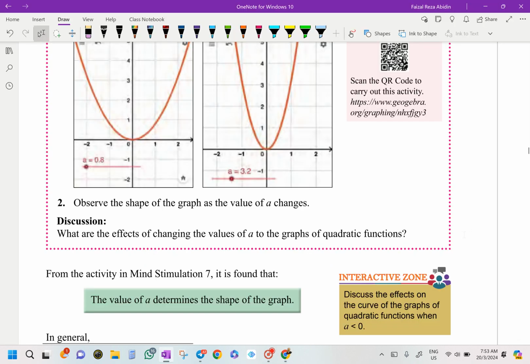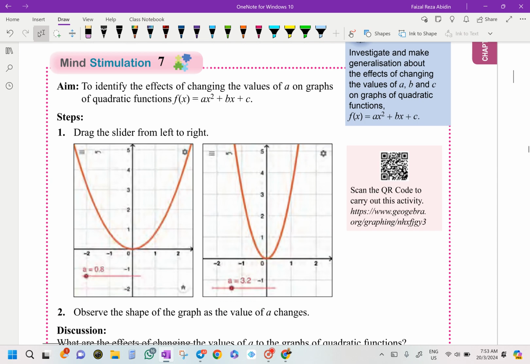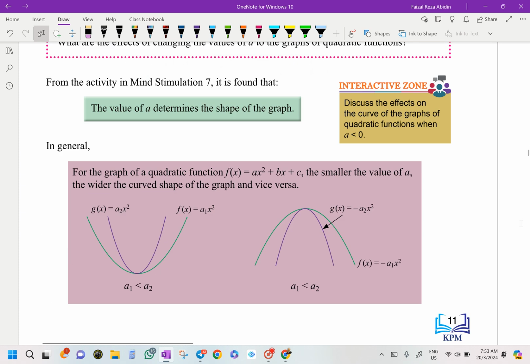So if you look back at our textbook, okay, the value of A determine the shape of the graph. Ni bila ni kadang-kadang orang tak nampak shape. Boleh jadi maximum minimum? No. Okay, so this one shape dia akan jadi macam mana? Tu kalau tengok dekat sana pun dia bagi dah lah dua contoh, 0.8 and also 3.2 kan? Betul tak? Okay, so what can we say about here?